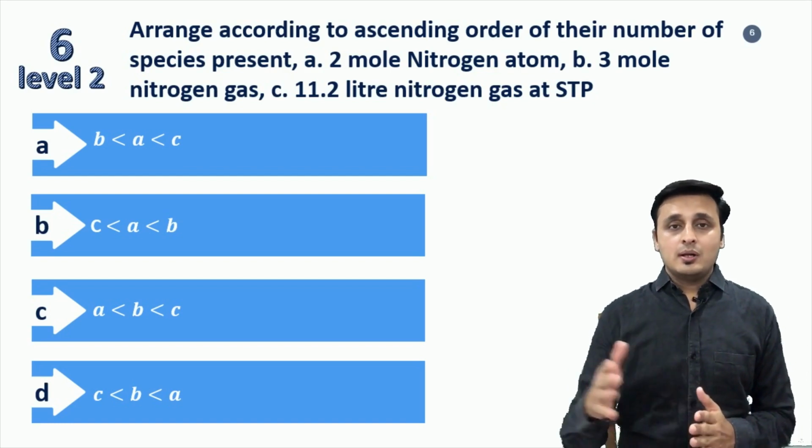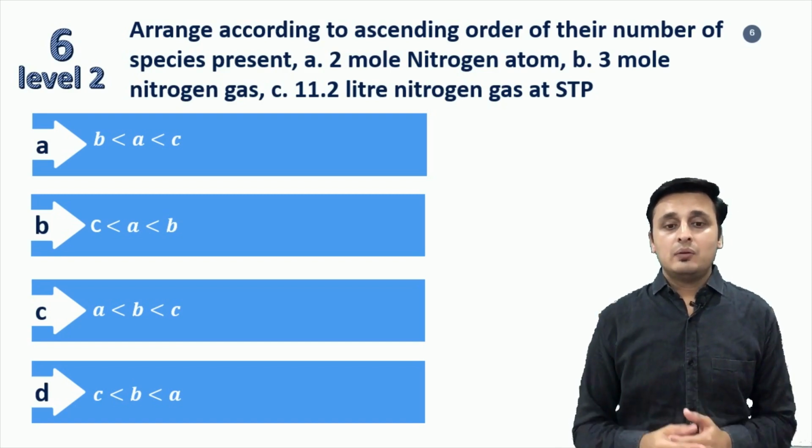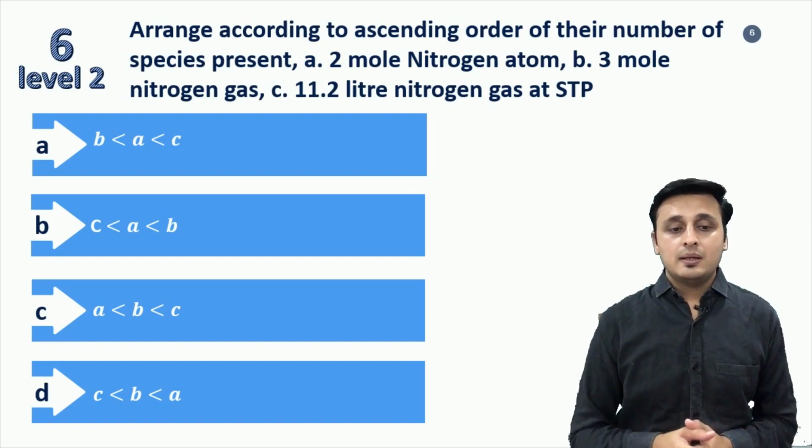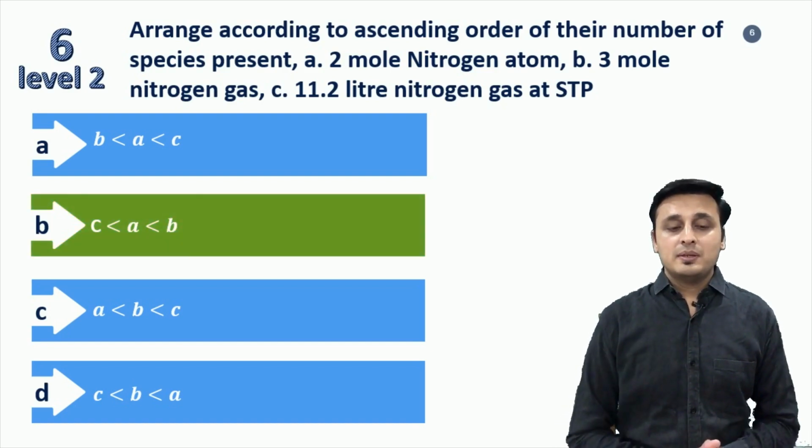So the correct order in code, if we define, will be C is less than A is less than B, and the correct answer is option B, that is given as C is less than A is less than B, and this will be the ascending order.